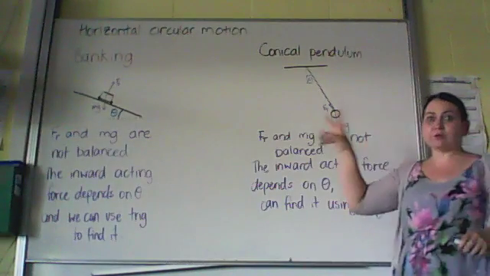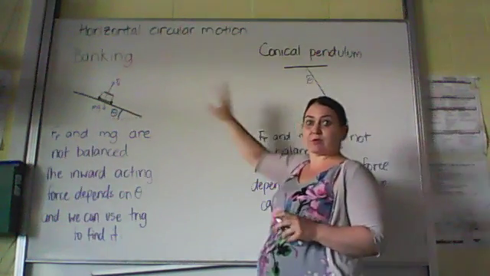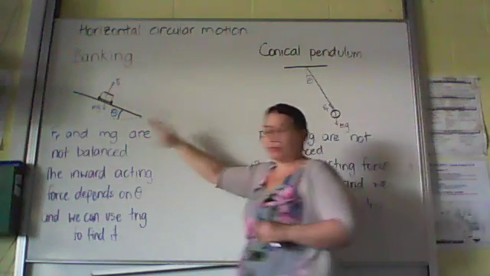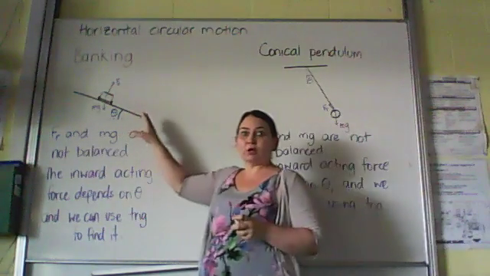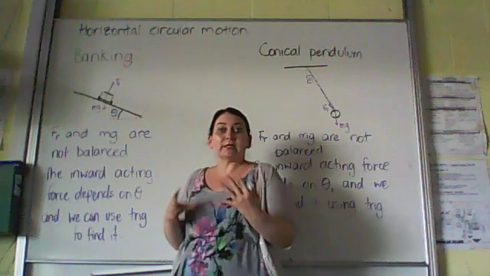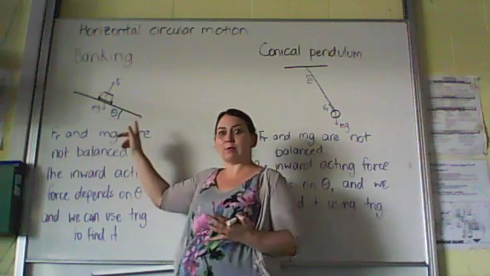Let's look at horizontal circular motion in particular. We're going to look at two examples of this, banking and the conical pendulum. So if we look at my little diagram here, you're going to have to, in your head, be thinking that this is a three-dimensional thing. So the car is going straight into my whiteboard.